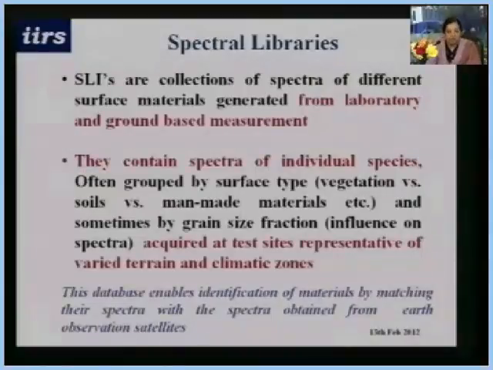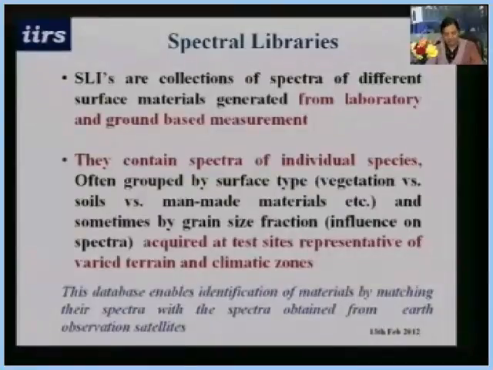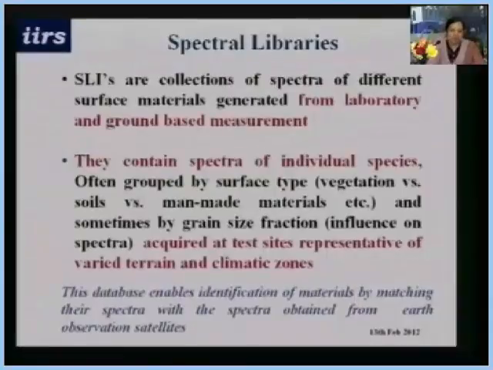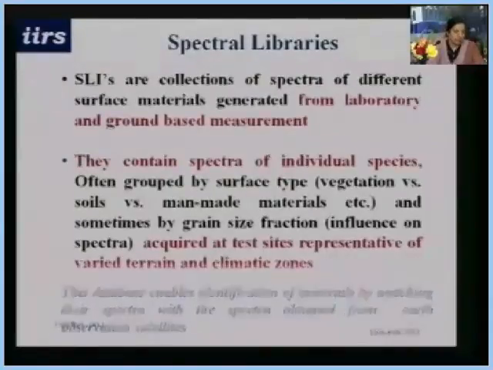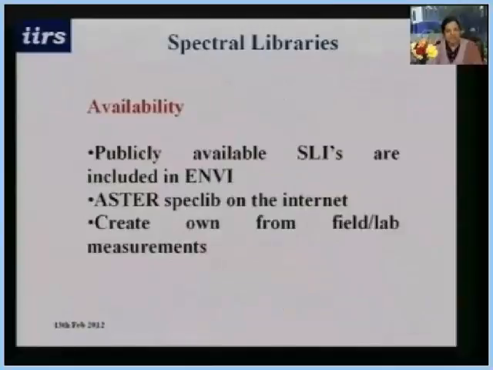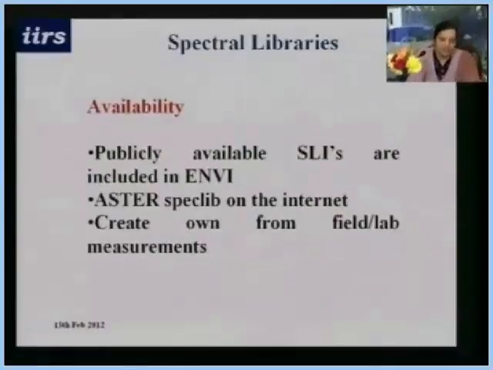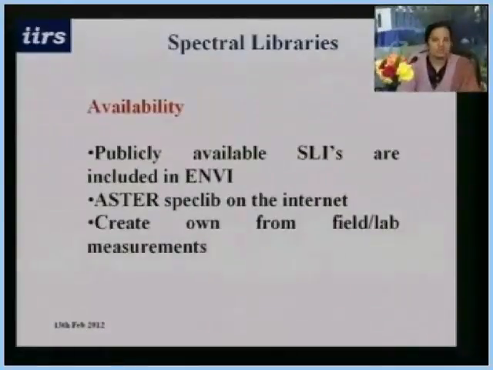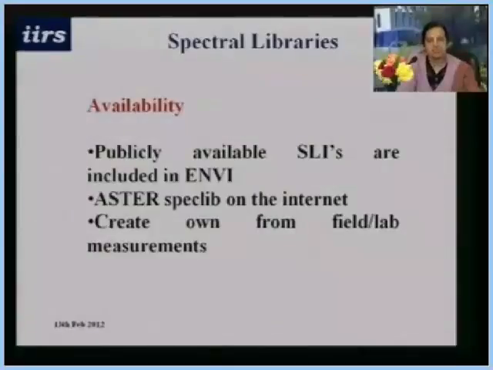So in order to obtain a perfect matching of the ground-based spectra to the image-based spectra, atmospheric correction is required, so that the problems due to the atmospheric interferences are nullified by performing the atmospheric corrections. So publicly there are many spectral libraries which are available, which are also available in the ENVI software. They are there as spectral libraries on the internet, and one can create their own spectral library by taking the instrument and going to the ground and measuring it and generating these spectral libraries for their applications.